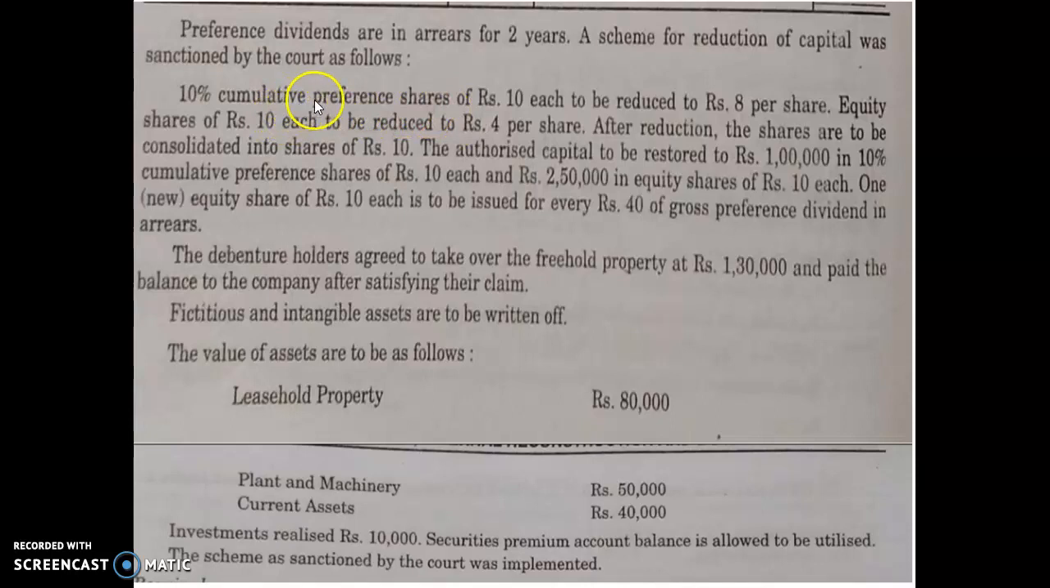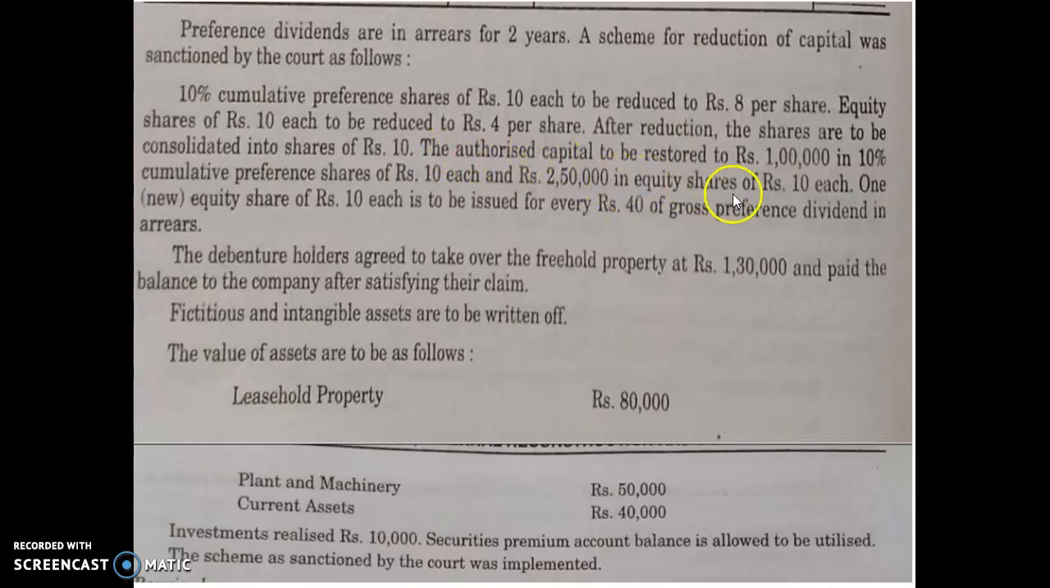The first one: 10% cumulative preference shares of rupees 10 each to be reduced to rupees 8 per share. So that is a capital reduction. Then equity shares of rupees 10 each are also reduced to rupees 4 per share. That means equity shareholders must be ready to sacrifice 6 per share towards the company. Then there is a consolidation of these shares into shares of rupees 10 each. You know, in case of consolidation, there will be no change in the total amount of capital. It will lead to a change in the number of shares issued.